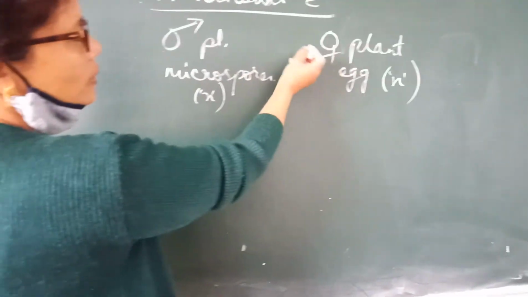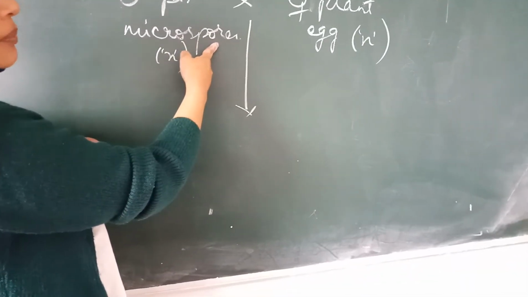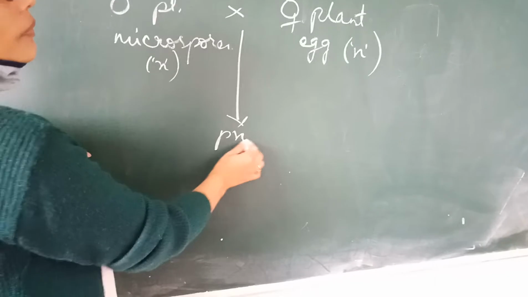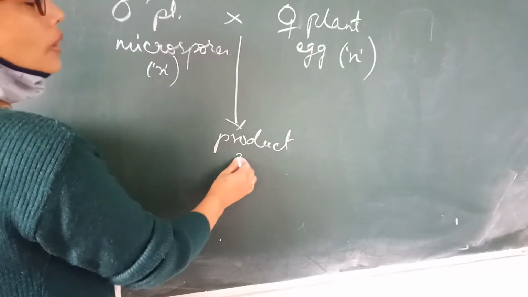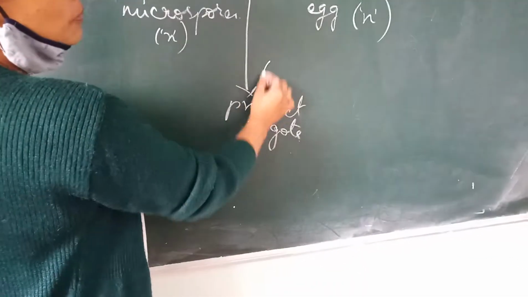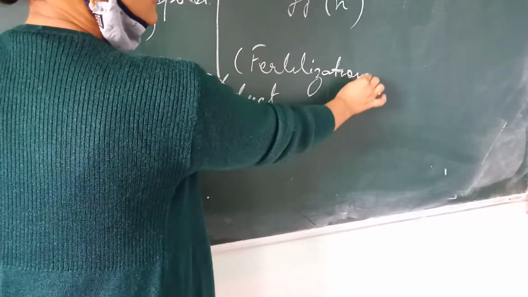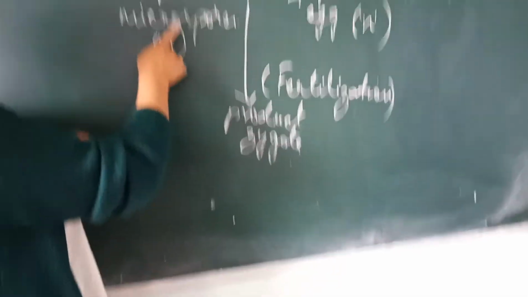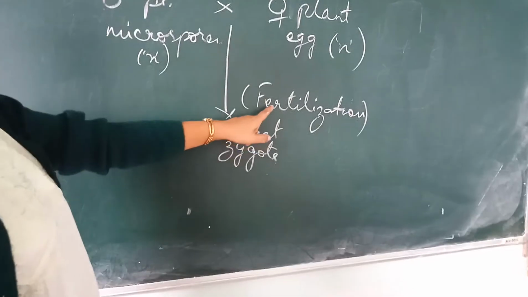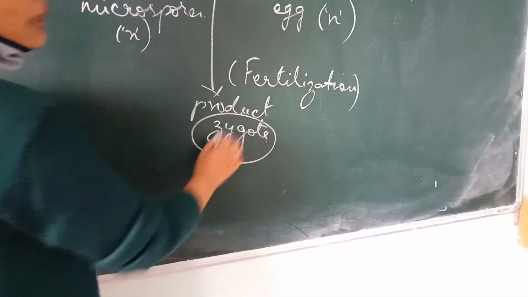Now when this male plant and the female plant are crossed, that is when the microspore and the egg fuse, we get a product. And that product is known as a zygote. And this process is known as fertilization. Fusion of the male and the female gamete, that is known as fertilization. And as a result of fertilization, we get a product, and that product is known as a zygote.